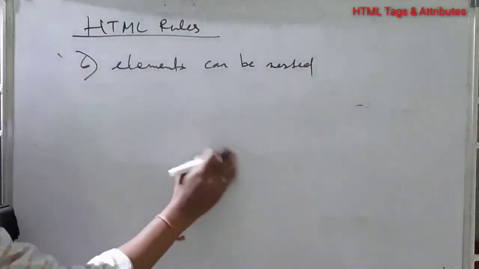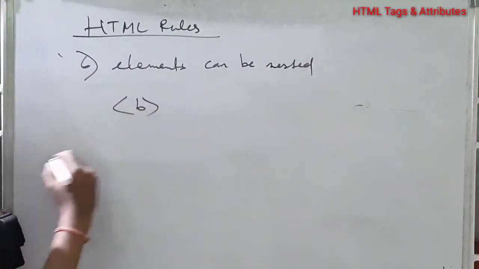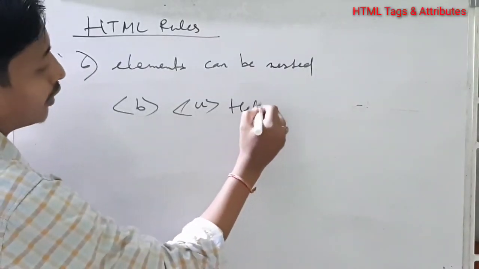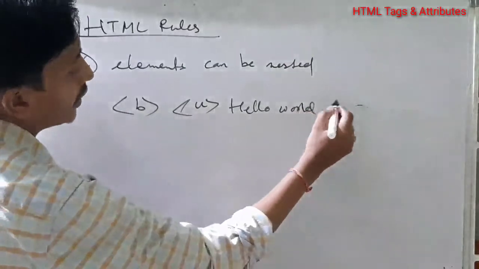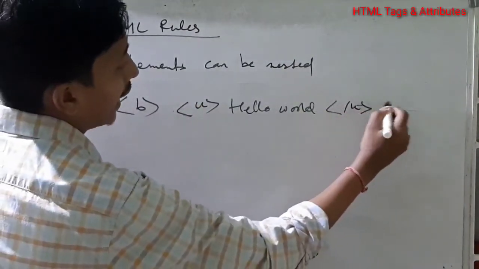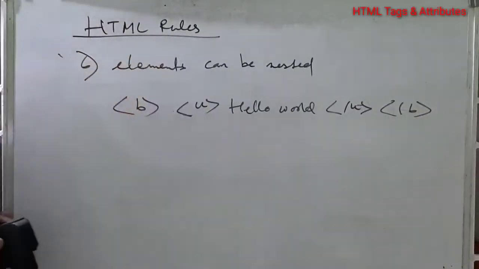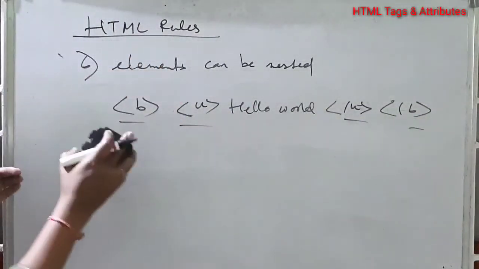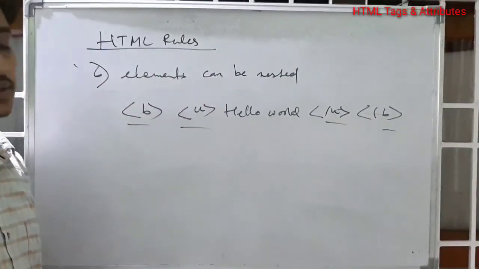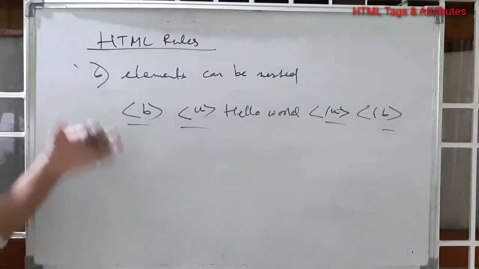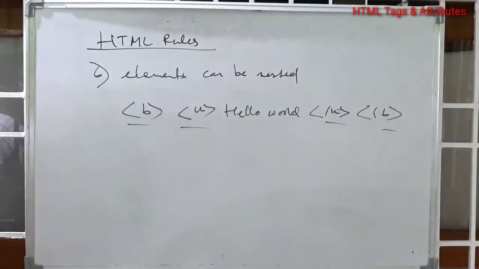For example, if you want to apply bold to a letter and also underline, you write hello world, and after that you first close the U, the underline, and after that close the bold. So in this way you can insert more than one tag in a line. This is called elements can be nested. Nested means you can insert more than one tag. So this is the sixth rule of HTML.